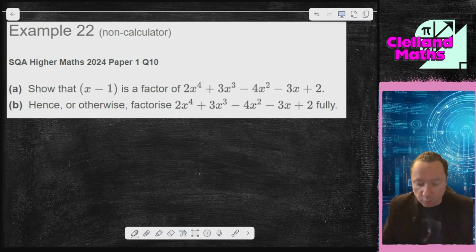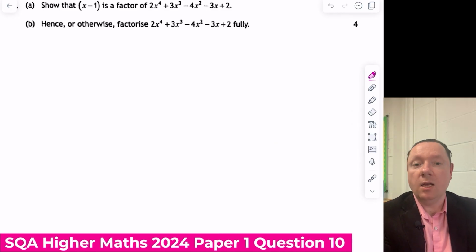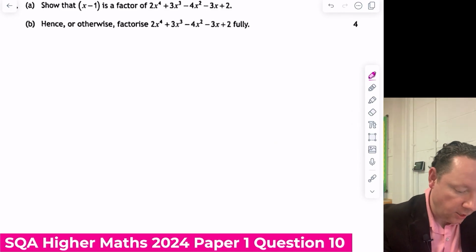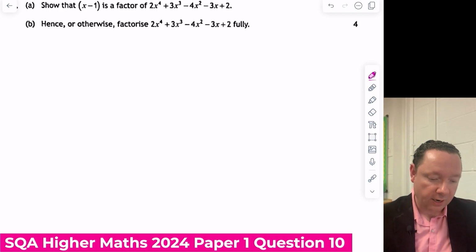Example 22. SQA Higher Maths 2024 Paper 1 Question 10. Let's look at that one. Show that x minus 1 is a factor of that and then factorise it fully.